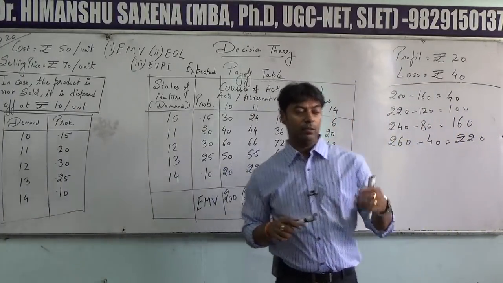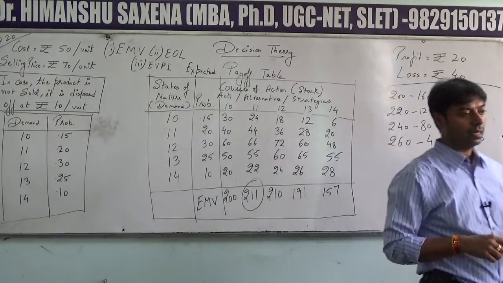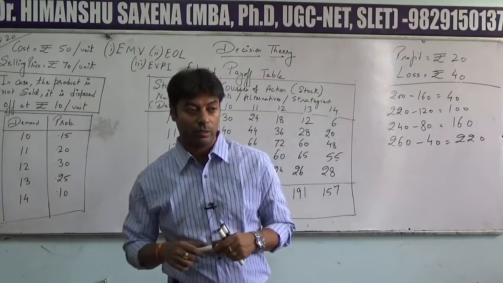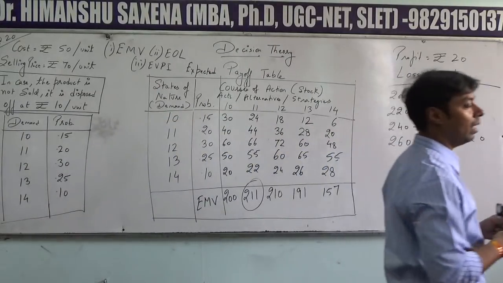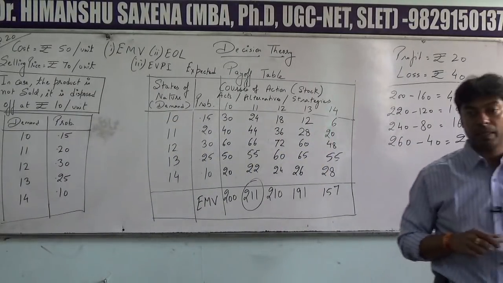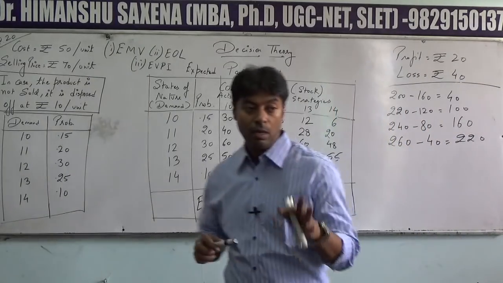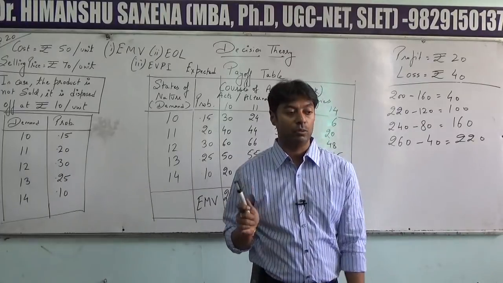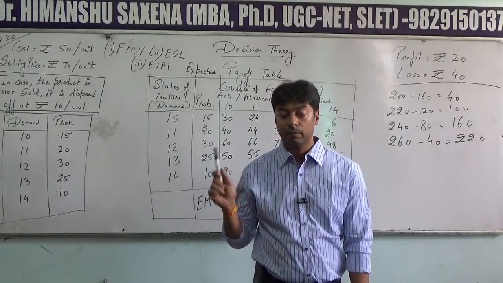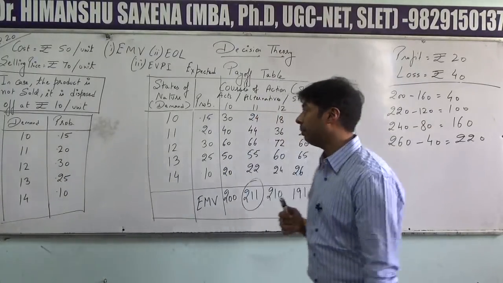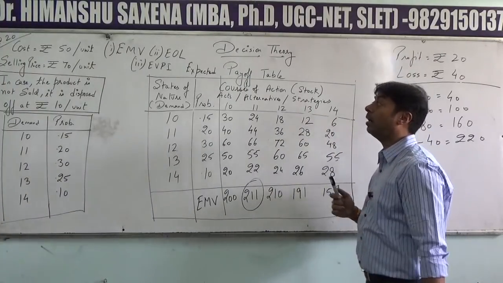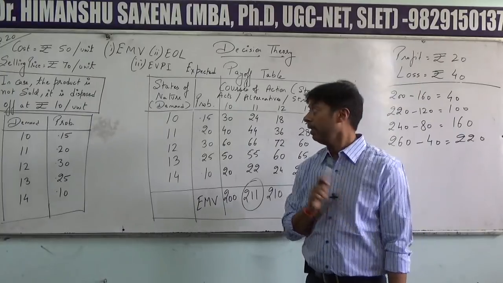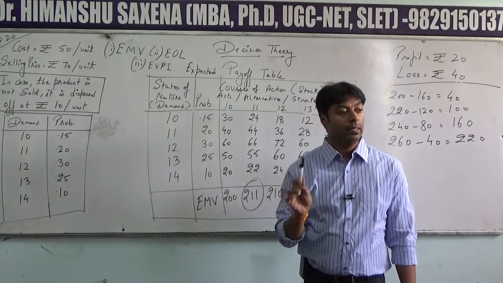We will be taking more models in the coming classes, like EOL, which stands for expected opportunity loss, and EVPI, which stands for expected value of perfect information, one by one. But before that, is this concept of expected monetary value clear to everyone? Right? Because this is very important. This is the base, the first and foremost and the most important model of decision theory. Right? Expected monetary value.